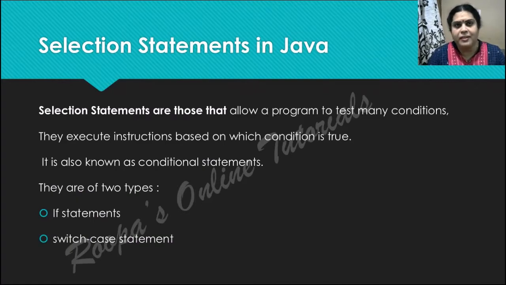These decision making statements are also known as selection statements or conditional statements in Java. These statements will check whether the condition is true or false, and if the condition is true, it is going to take one set of actions, or otherwise it will take another set of actions. Broadly, they are classified into two types. One is the if statements and another is the switch case statements. In this video series, I will be covering each of these types of if statements and also one video on the switch case statement and how it works.